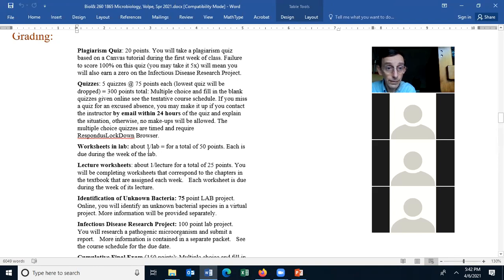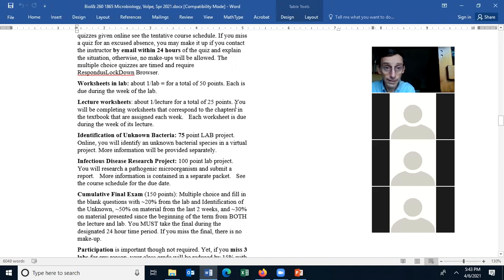Generally, every lecture and every lab will have a worksheet. The lab worksheets are worth a total of 50 points. The lecture worksheets are worth a total of 25 points. Generally, those worksheets are due on Saturday, the week of the lecture or the week of the lab. There will also be an unknown bacteria project, and you'll turn in a research paper on your unknown, and that'll be worth 75 points.